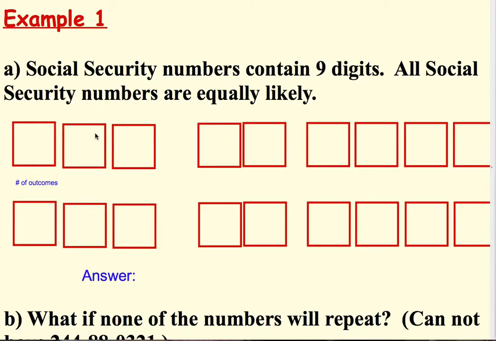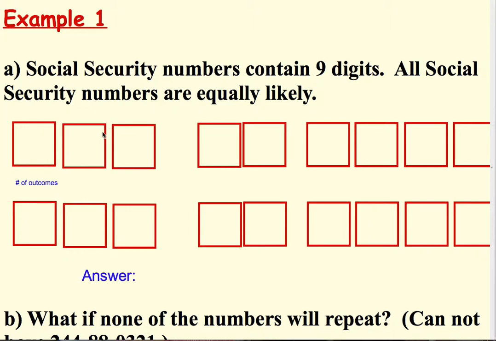First thing we're going to talk about is our Social Security. Social Security contains 9 digits. So what I'd like you to do is write out 9 boxes here. You don't have to do the boxes, but take a moment. Actually draw out like 9 lines, etc. Numbers can repeat on this one. So what I want you to start thinking about is how many different possible outcomes do I have?